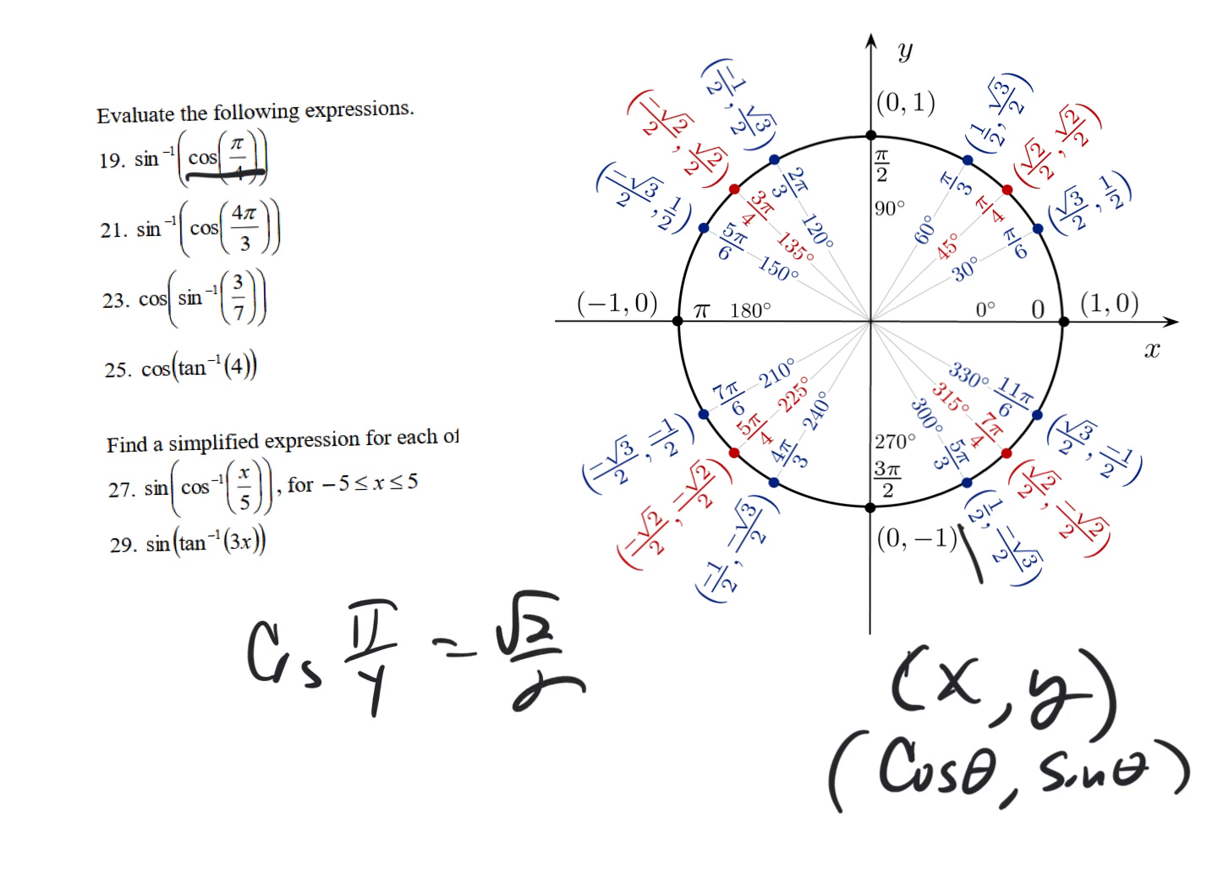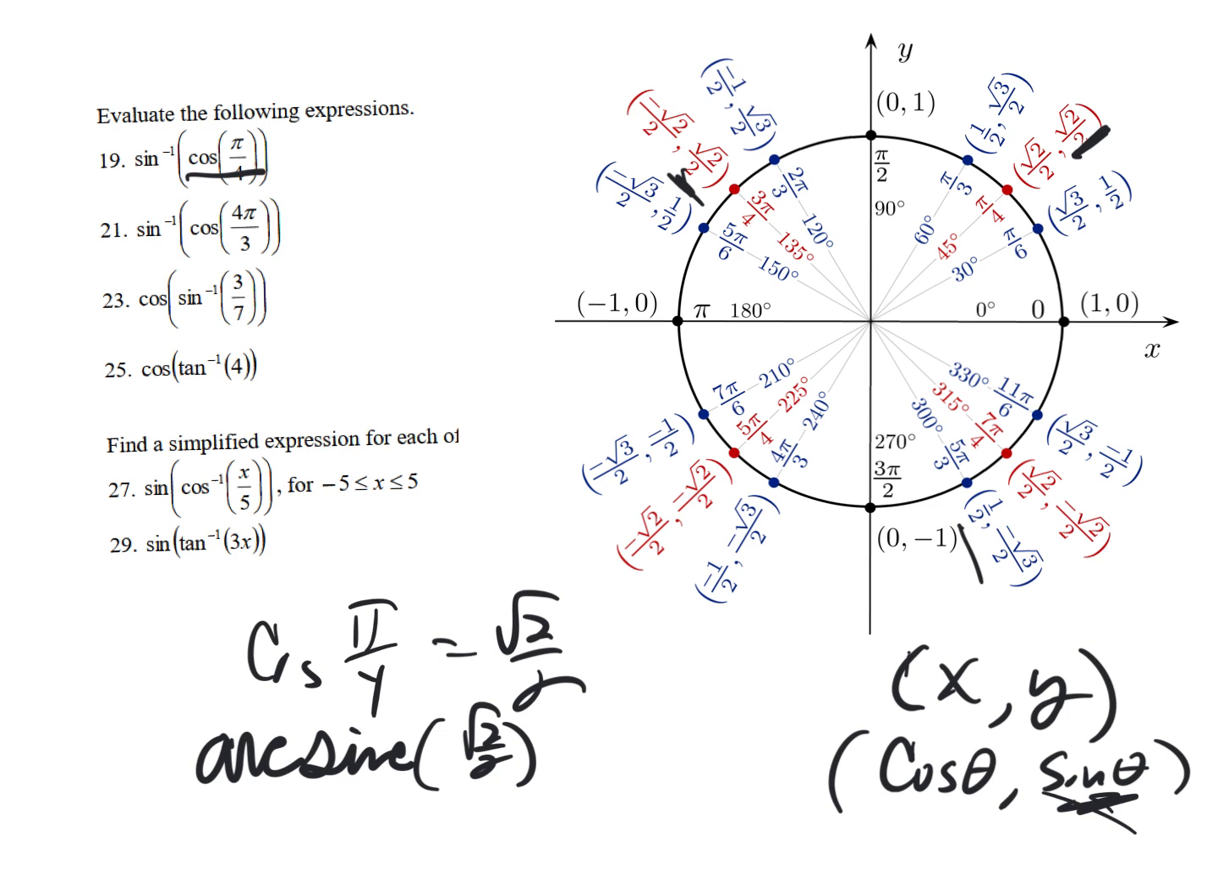Then it asks me to find the arc sine of that answer. So what angle has an arc sine, or what angle has a sine of square root of 2 over 2? Now, you're going to see in this unit circle, sine is y, right? So you're going to see that answer there, and you're going to see that answer there.